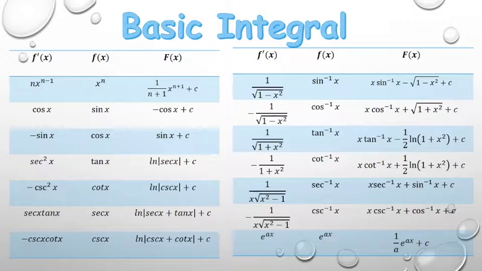For example, the cosine function, when it's differentiated, becomes minus sine. Therefore, when we integrate sine x, it becomes minus cosine of x, because we know that when we differentiate minus cosine of x, we will get sine of x. And of course, do not forget the plus c. And that goes for everything. And this is a table of basic integrals and differentiations that we have already set up for you. Please take a few minutes to look at this.